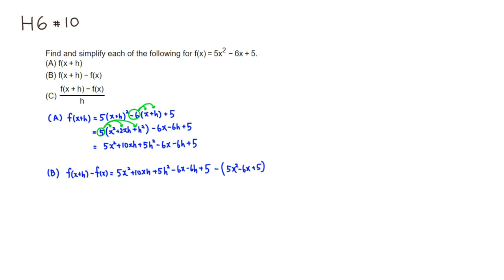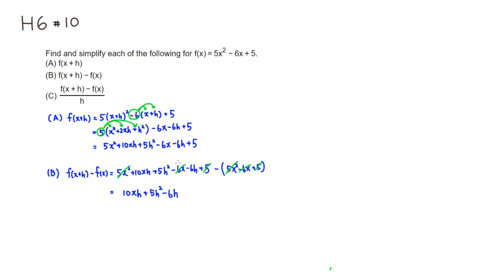So we can do cancellation. You have a 5x squared, cancel with 5x squared. Then you have a negative 6x minus negative 6x. Then 5 minus 5. So what's left is 10xh plus 5h squared minus 6h.